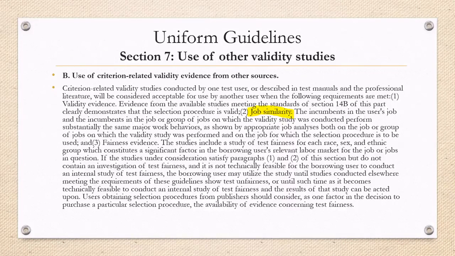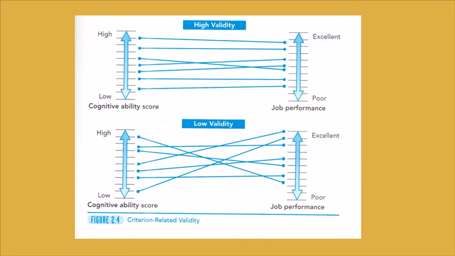If we are using criterion-related validity evidence from sources other than the employer who will be using it for the specific job they will be using it for, then we need to be able to show job similarity. How closely related is the job that was used for the validation study and that which they will be using it for?